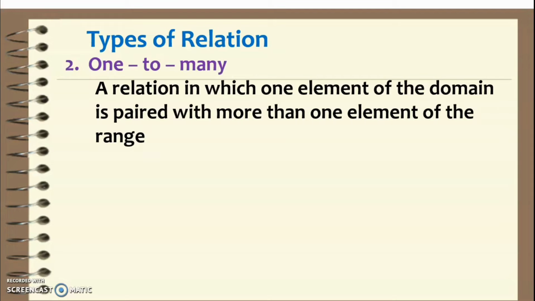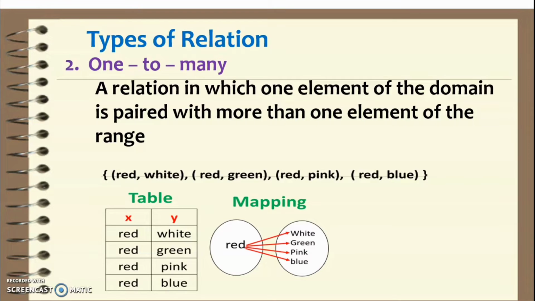Okay, so pangalawang type of relation, we call this 1-to-many, a relation in which one element of the domain is paired with more than one element of the range. So we will have an example. Our example number 2 kanina is the perfect example for this type of relation. 1-to-many. Bakit? Dahil itong domain natin na nag-iisang red ay paired with 4 na kulay, which is the white, green, pink, and blue. So, ito yung tinatawag na 1-to-many relation.